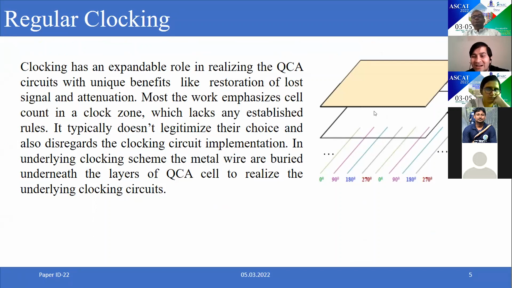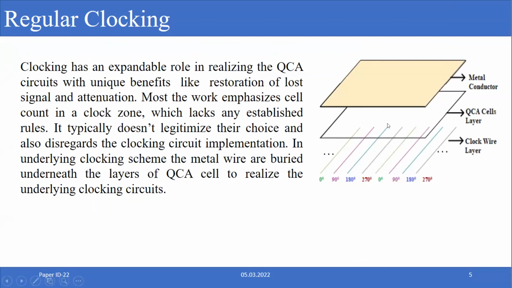In this diagram, we can describe QCA clocking. At the top, the metal conducting layer is there. Then the QCA cell layer is there. Below, the QCA clock wire layer is there. Here, 0 degree represents clock zone 0, 90 degree clock zone 1, 180 degree clock zone 2, and 270 degree clock zone 3. Depending on the QCA cell, we can connect to the corresponding QCA wire. So this is the main architecture of QCA cells and QCA wires.